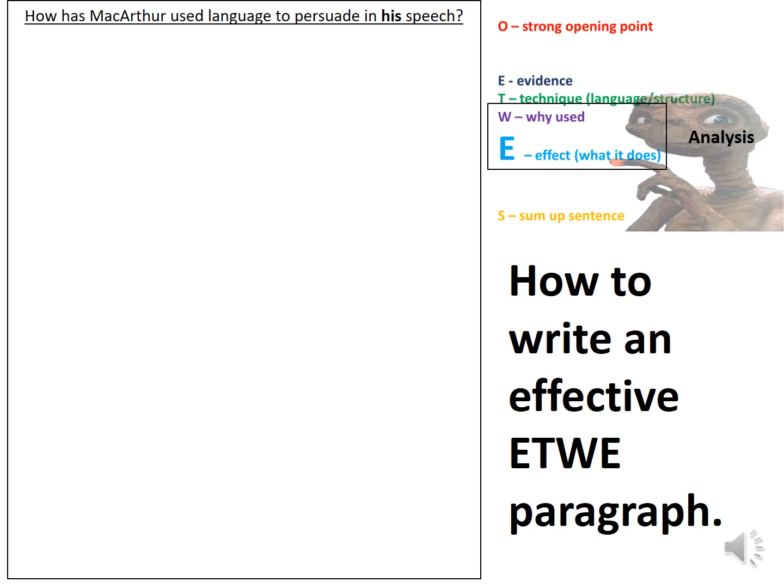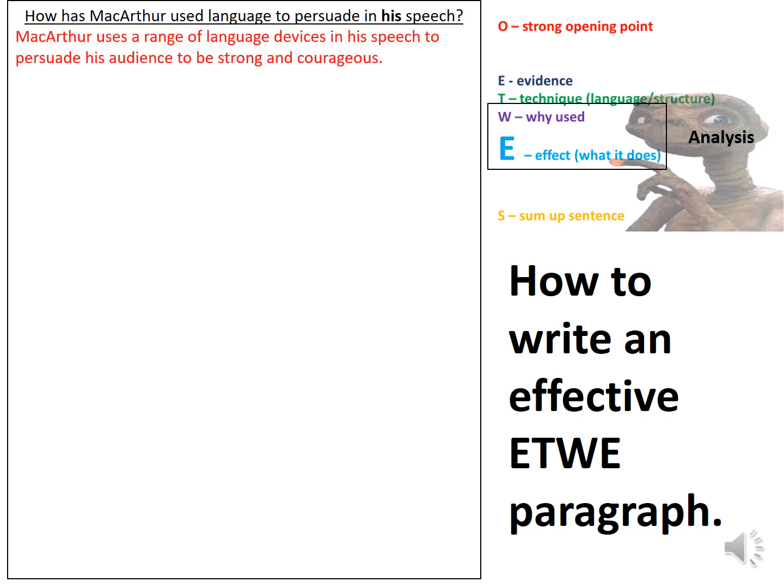And that's where we're going to pick up the majority of our marks. So let's have a look at my paragraph. My strong opening point is going to be that MacArthur uses a range of language devices to persuade. But I'm going to make that a little bit stronger by explaining exactly what he's persuading his audience to do. And his audience is being persuaded to be strong and courageous. So I'm being really specific there with what the audience is being persuaded to do.